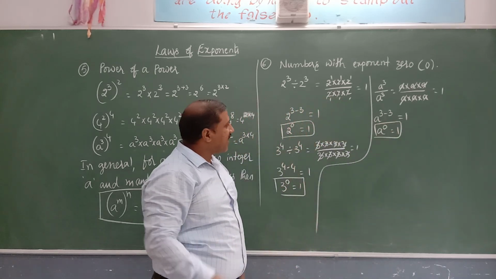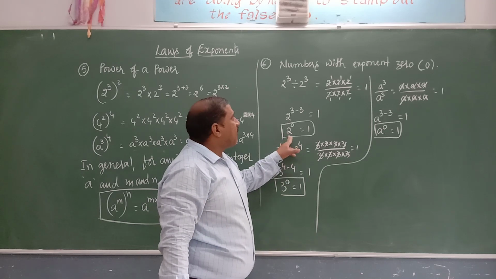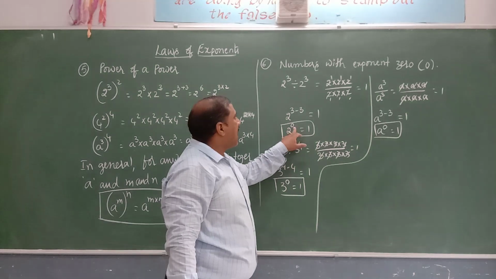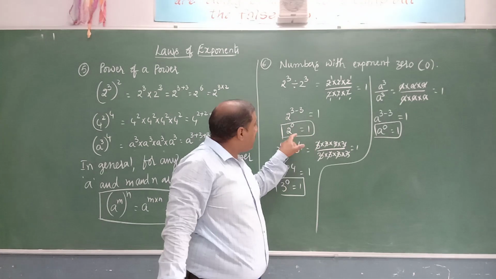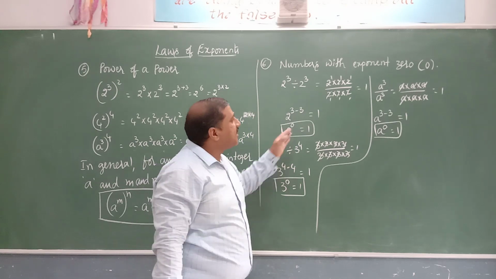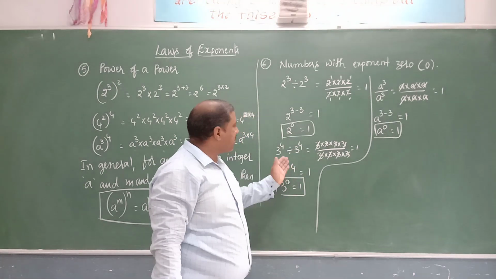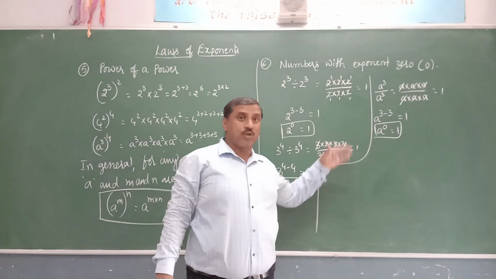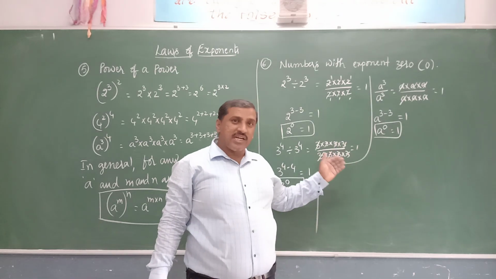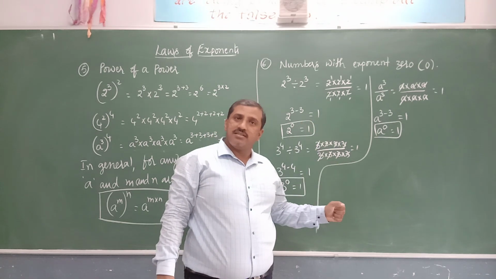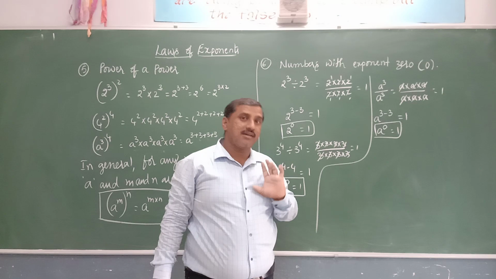From these three, what can we conclude? Any number with exponent 0 is always 1, but the base should not be 0. Then its value will be 1. That is 7 to the power of 0 is 1, 6 to the power of 0 is 1, 100 to the power of 0 is 1, 10,000 to the power of 0 is 1. Any number to the power 0 is 1 except for 0.